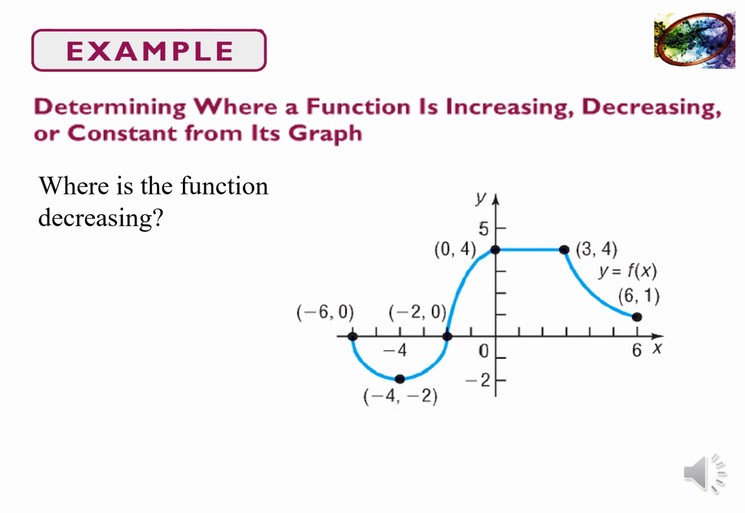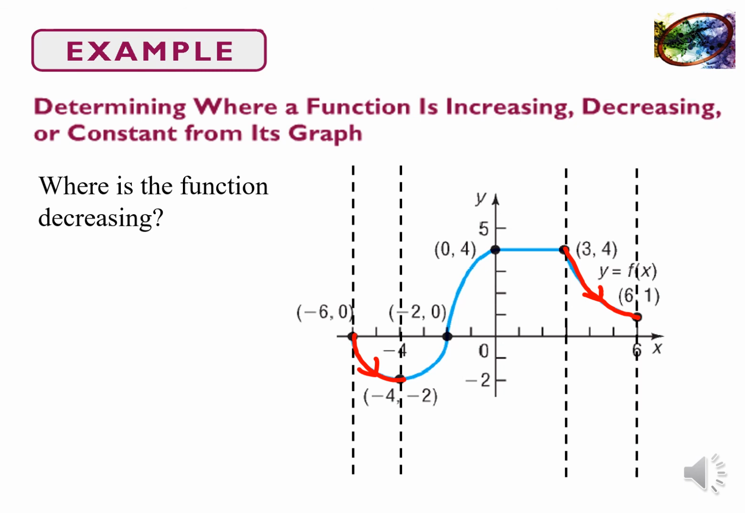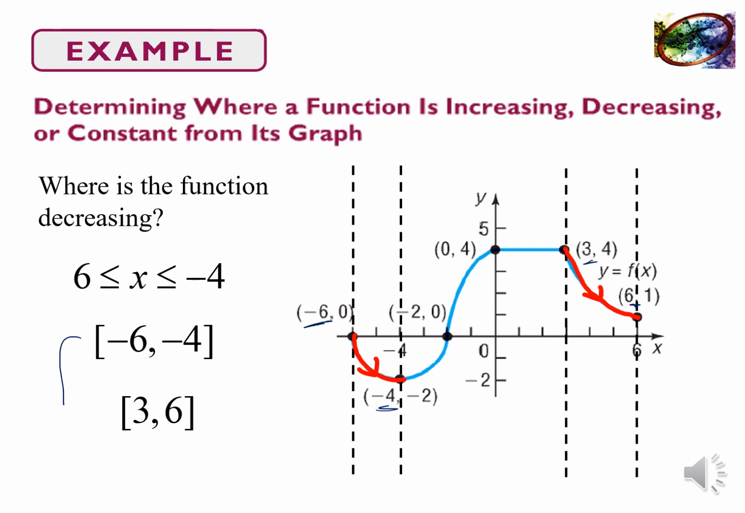All right, where is this function decreasing? This function is decreasing when it is going down. So it's going down in two different locations when you read it from left to right. So we would say, what are those x values between? -6 and 4, and 3 and 6. So there's set notation, but it's going to be bracket notation, -6 to 4, and 3 to 6. And again, our book is going to use brackets.